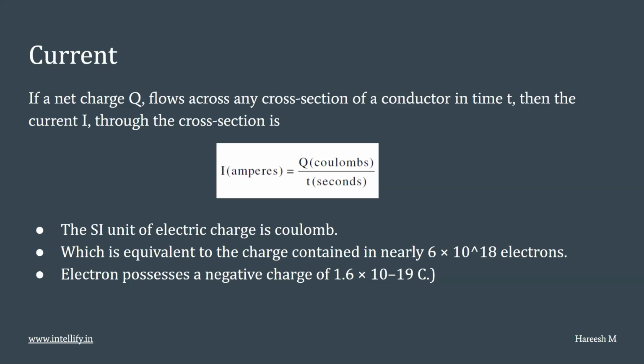Now, Q, the net charge. The SI unit of electric charge is coulomb. Coulomb is equivalent to the charge contained in nearly 6 × 10^18 electrons. The electron has a negative charge of 1.6 × 10^-19 coulomb. So basically, the current I flowing through any conductor is the net charge flowing through any particular cross section divided by the time.